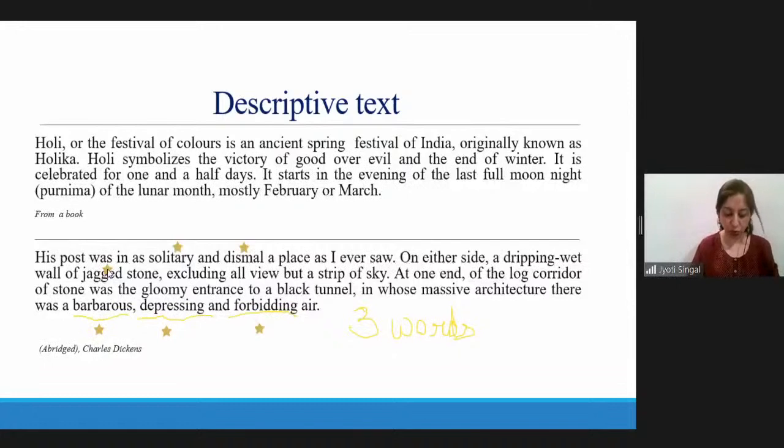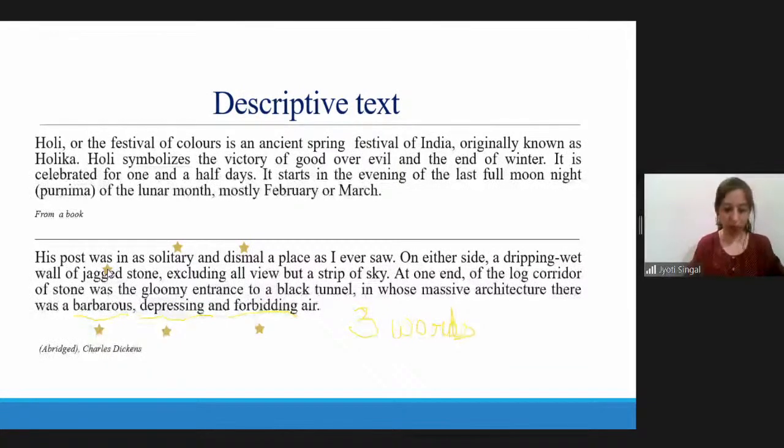Okay, so just go through these. I have underlined some words: barbarous, depressing, forbidding. I hope you know the meaning of these three. And solitary and dismal. If you can understand the meaning of these five words and relate it to a certain context, that these are the words which are helping us understand that this is a sad passage, this is a passage about some dull setup, then I think you have understood reading very well.